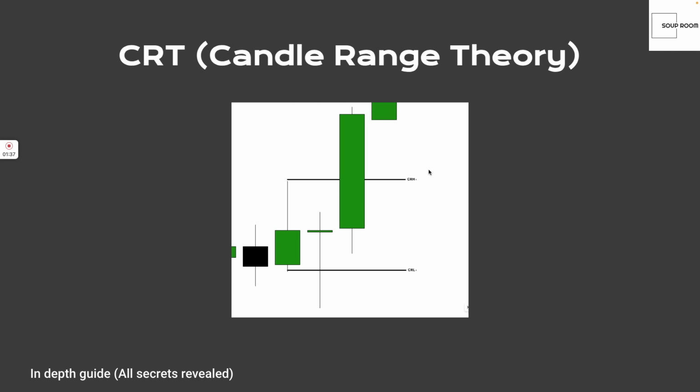This right here is a CRT. We have the first candle forming the range, the high and the low. The second candle manipulating below, wicking, turtle soup. And the third candle distributing higher, where? To the range high.